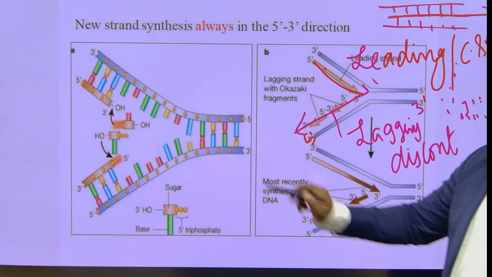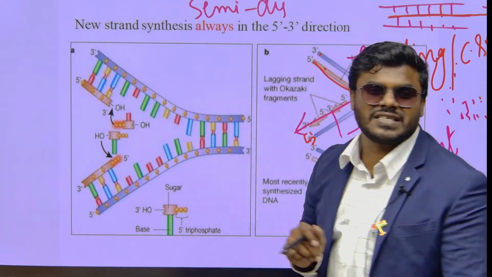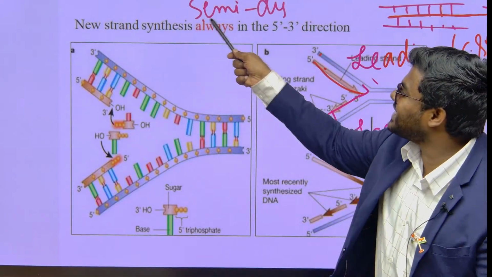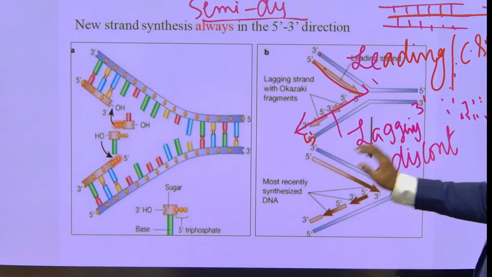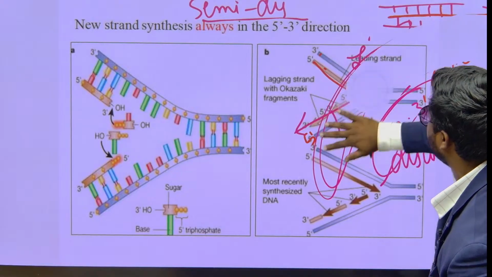So why do we use semi-discontinuous? Half is continuous, half is discontinuous. That's why we use the word semi-discontinuous. We'll see it in the process. These are all just rules, that's all. We haven't studied any process.